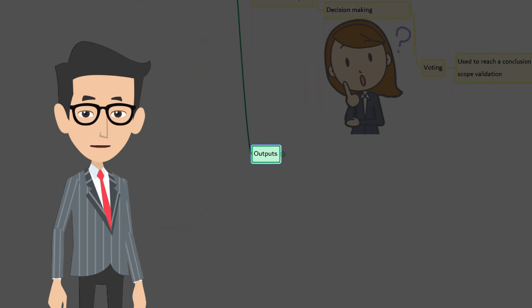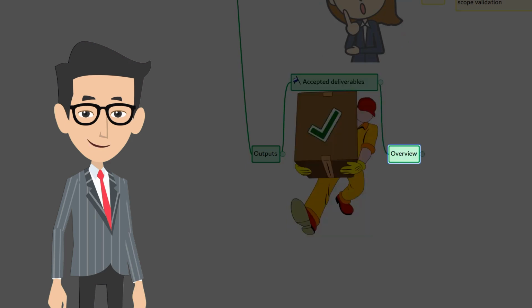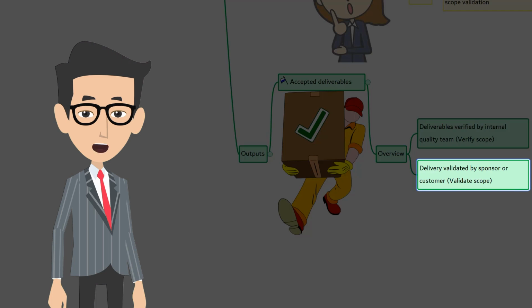All right, now let's look at the outputs. First, accepted deliverables. Let's look at the overview first. Before handing the deliverables to the customer, they are verified by the internal quality team. Once deliverables meet the specification, they're delivered to the customers. The customer validates the deliverable. This is something we are discussing time and again. I know it's like a broken record, but I do it intentionally so that you remember it.